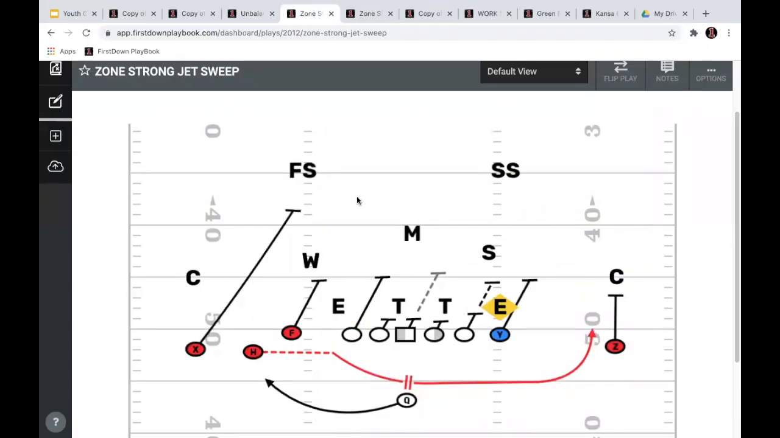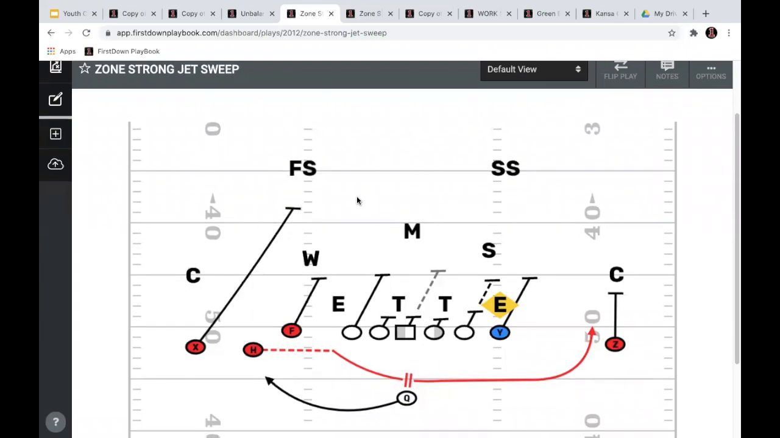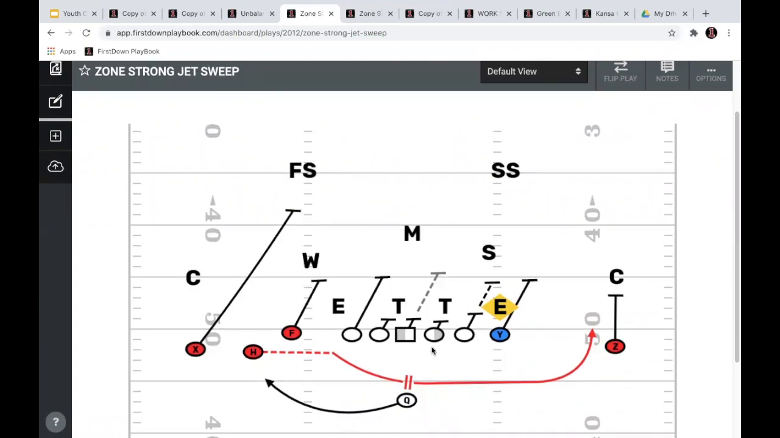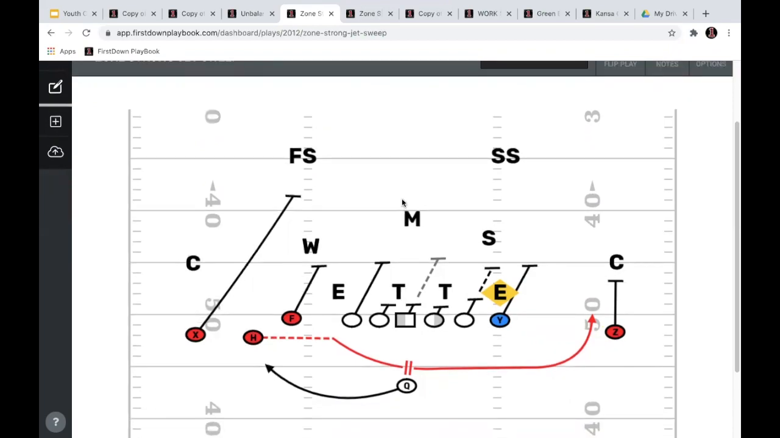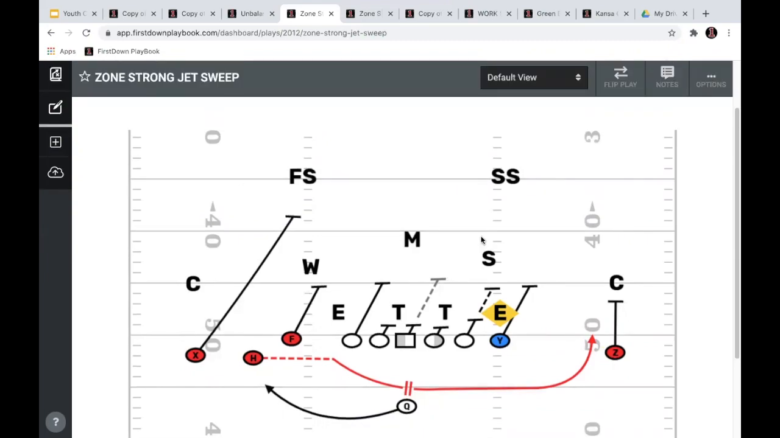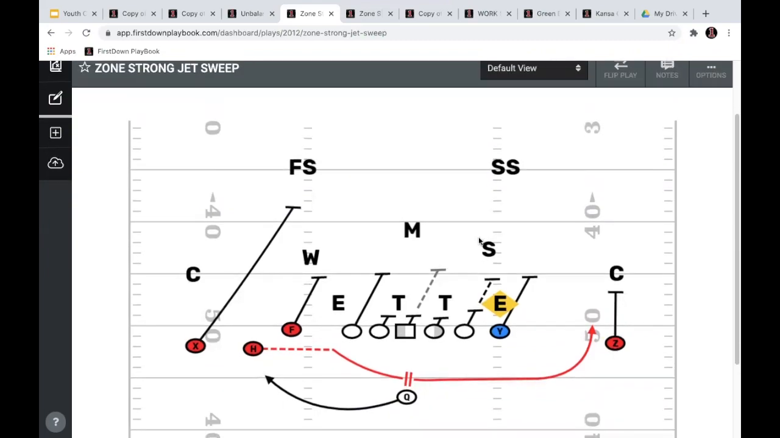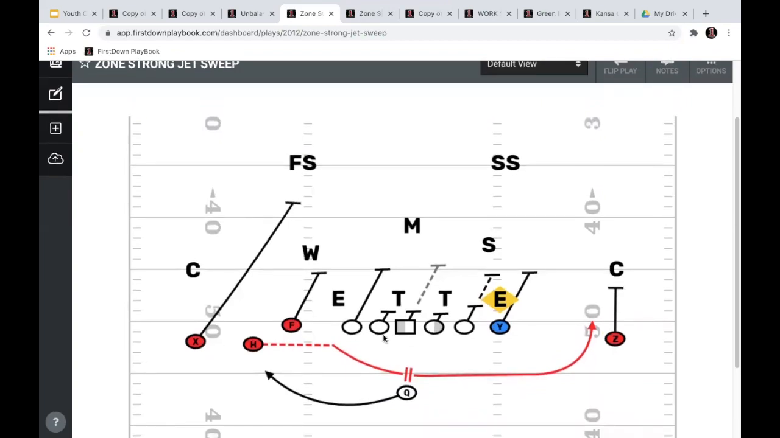All right, now, as you get to the higher levels, and once again, we've got people on here, I'm sure, that are coaching 11, 12, 13-year-olds. We've got some on here that are coaching 7, 8 years old. I would not run this with 6, 7, 8-year-olds. But as you get to coaching 11, 12, 13, you can run the jet sweep, all right, and still take the same blocking scheme.